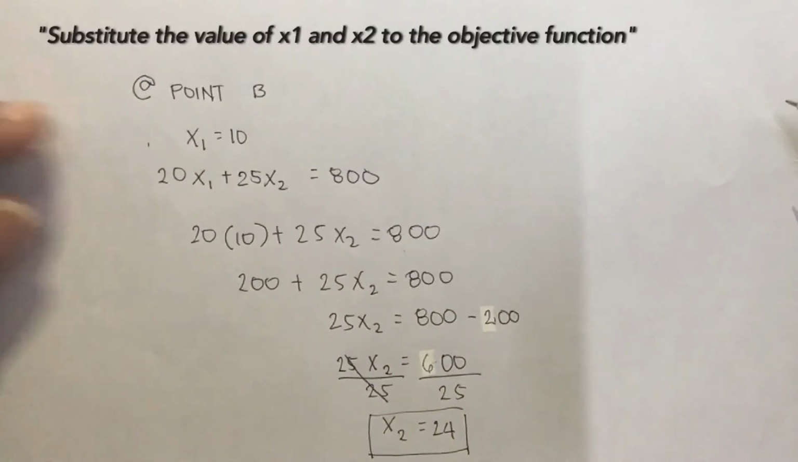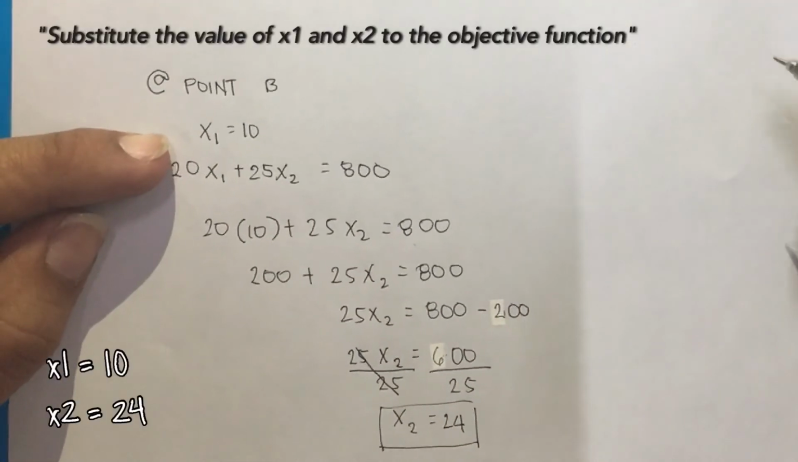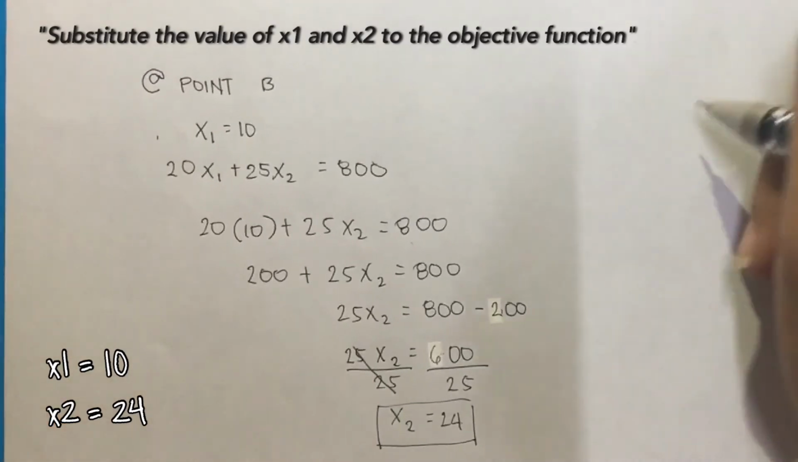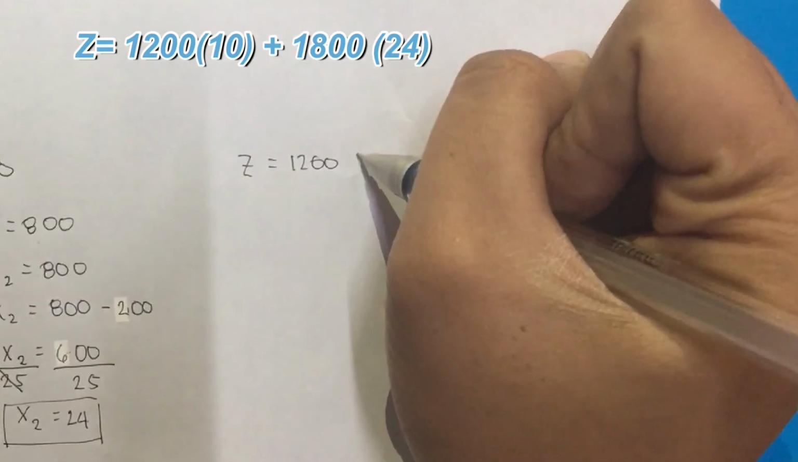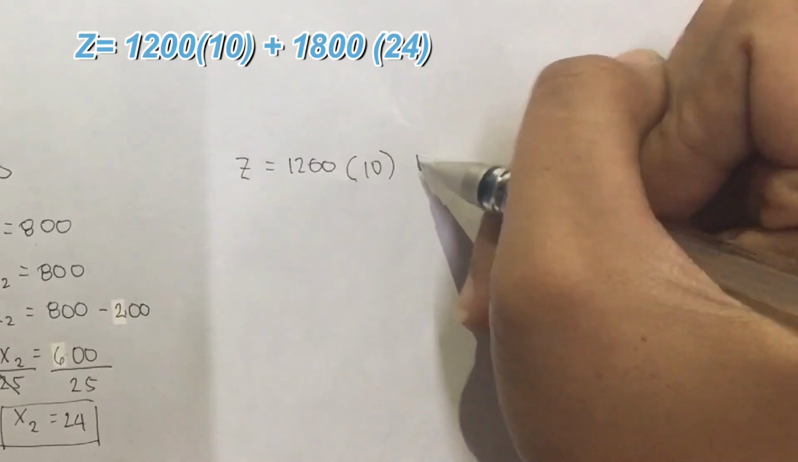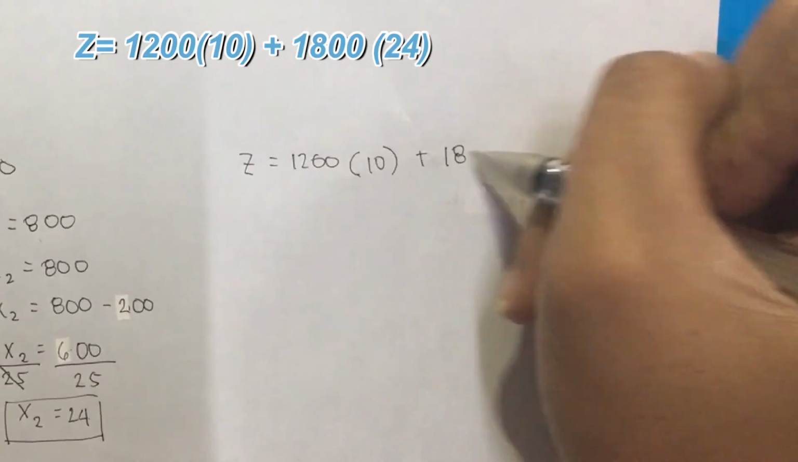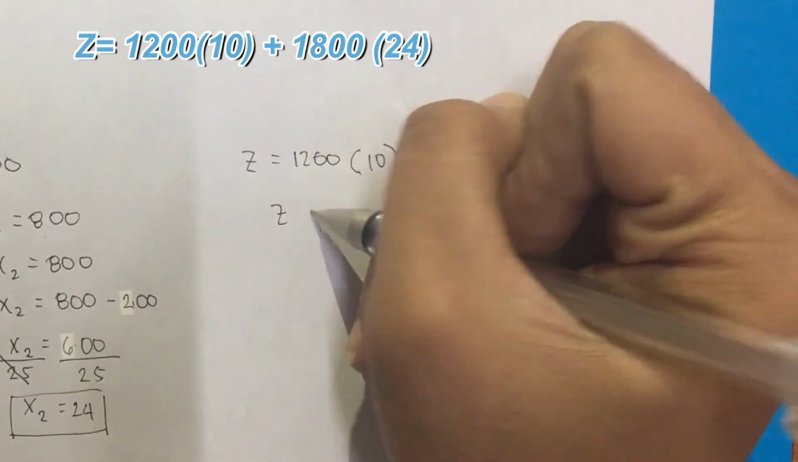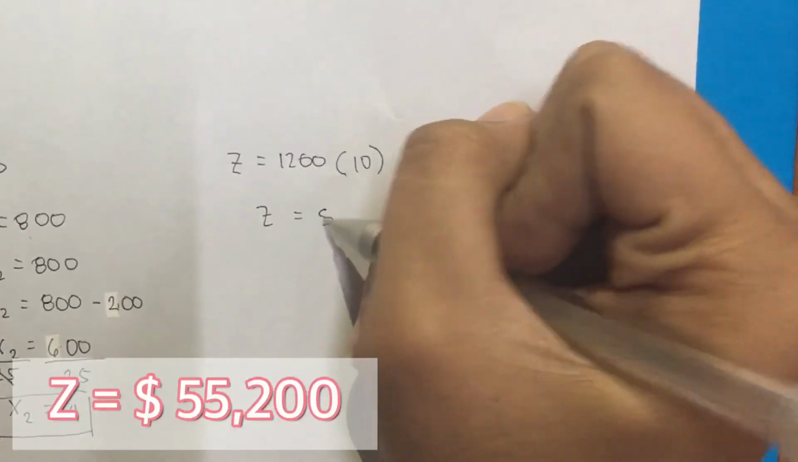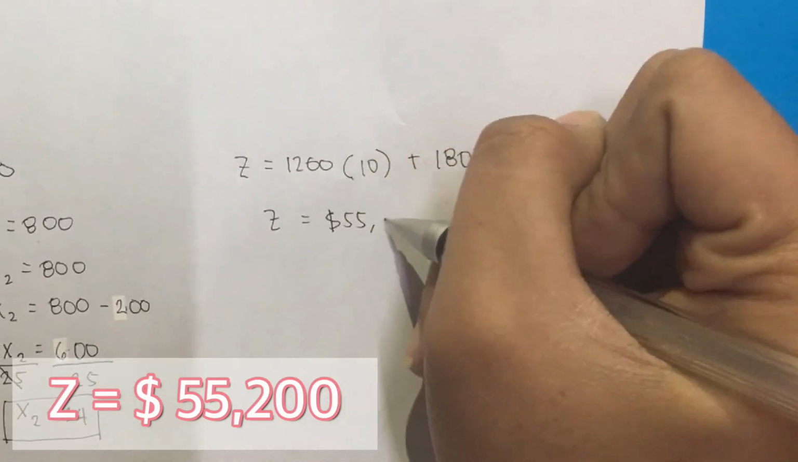And then we simply substitute x1 equals 10 and x2 equals 24 to the objective function. We have 1,200 times 10 plus 1,800 times 24, we obtain 55,200.